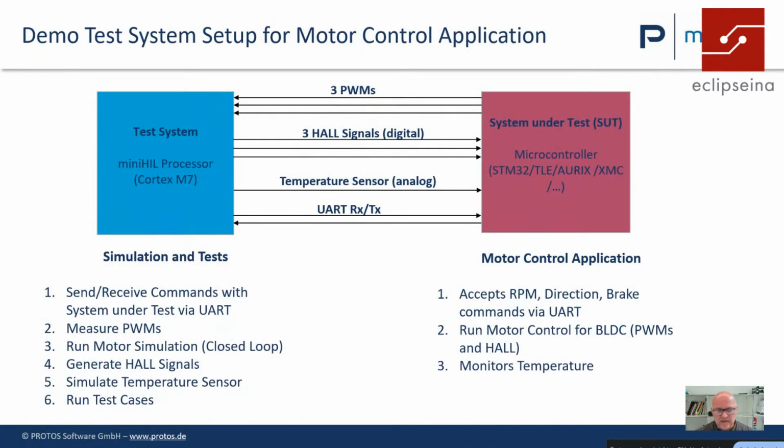Now, I make a little demo for a typical motor control application. It has an STM32, generates 3 PWMs with block commutation, and the motor generates 3 Hall signals as digital signals. Here we have the motor simulation, here we have the motor controller. We have 1 analog signal for the temperature, and we have a UART, could also be a CAN bus, LIN bus, whatever it is, to control the speed of the motor controller, to get error messages and so on. So it's a simple but real-world system.